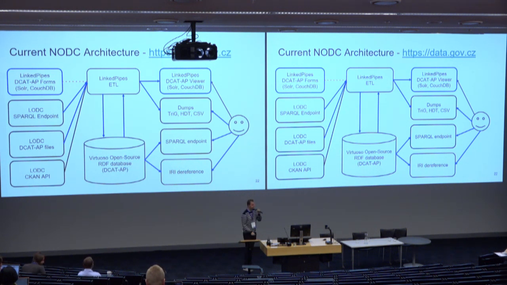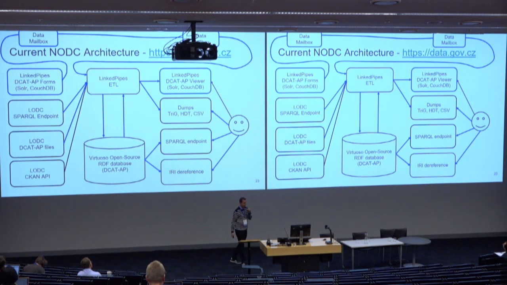In the middle here, we have Virtuoso Open Source, a triple store with all the data. It is now separate from all the software. Here are the local catalogs being harvested by our ETL pipeline. And the pipeline stores the DCAT-AP representation in the triple store, which handles the SPARQL endpoint and dereferencing. And it also generates dumps in TriG, HDT, and CSV for those who are still not willing to work with linked data. And it also populates the front end for the users.